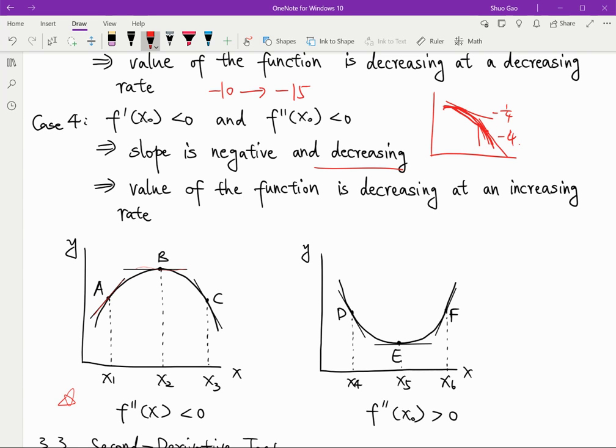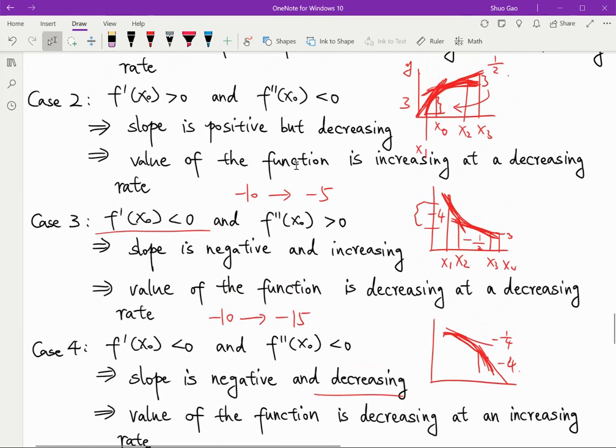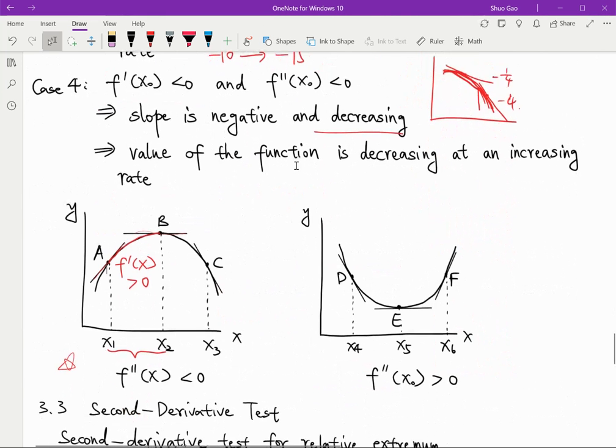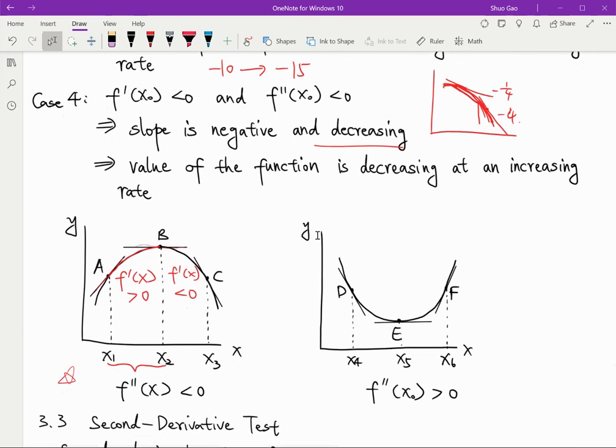So from A to B, or from x1 to x2, the first derivative is a positive number, because the function is always increasing, although at a slower pace. So this should be case 2. And then from B to C, f prime of x is a negative number. The tangent line becomes downward sloping, so the function is decreasing. So this should be case 4.